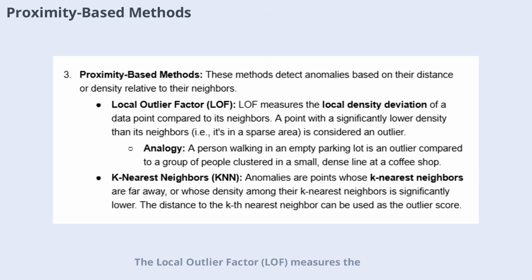Proximity-based methods detect anomalies based on their distance or density relative to their neighbors. The local outlier factor (LOF) measures the local density deviation of a data point, flagging a point with significantly lower density than its neighbors as an outlier. An analogy is a person alone in an empty parking lot being an outlier compared to a dense crowd. K-nearest neighbors (KNN) identifies anomalies as points whose k-nearest neighbors are far away.